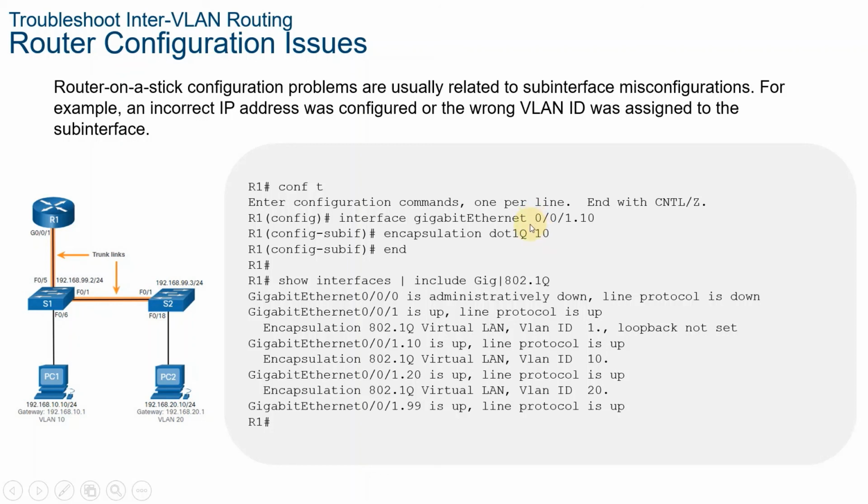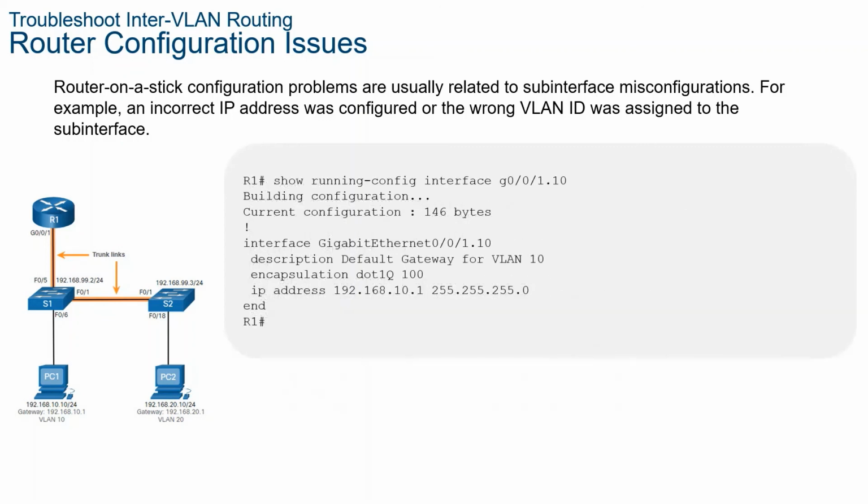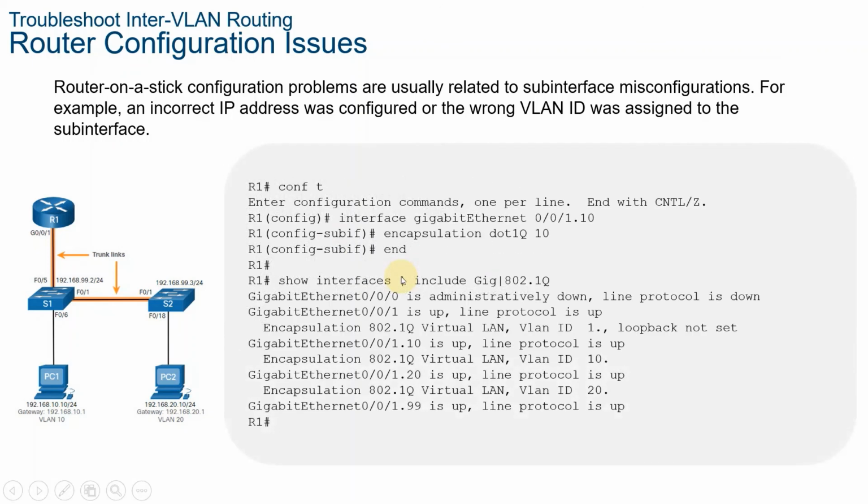All right. So notice that G0/0/1.10 interface has been incorrectly assigned to VLAN 100 instead of 10. This is confirmed by looking at the configuration on R1 G0/0/1.10 subinterface as shown here. So it's in the previous slide. Now, to correct this problem, we set it to 10.